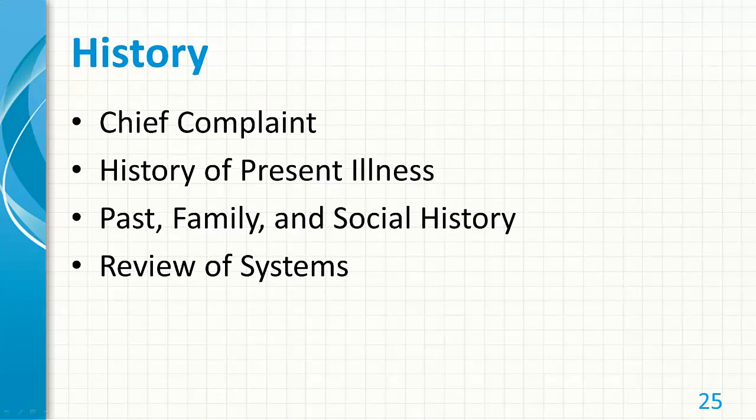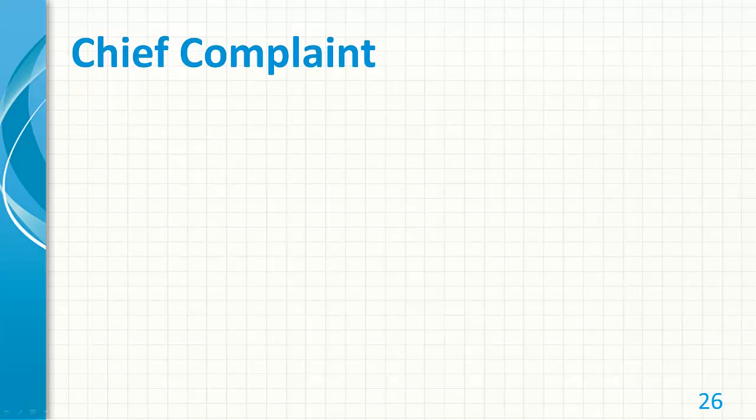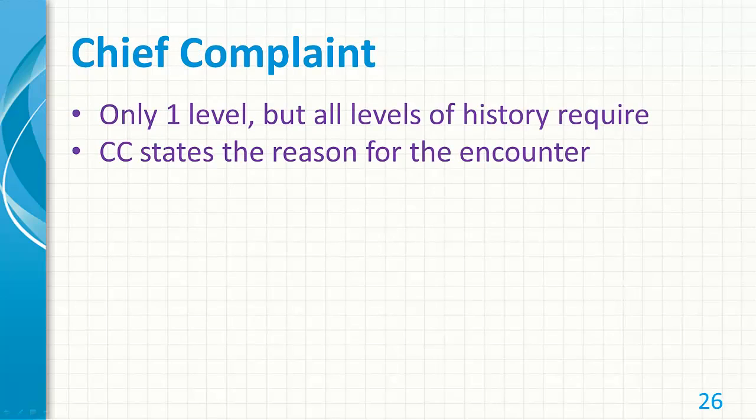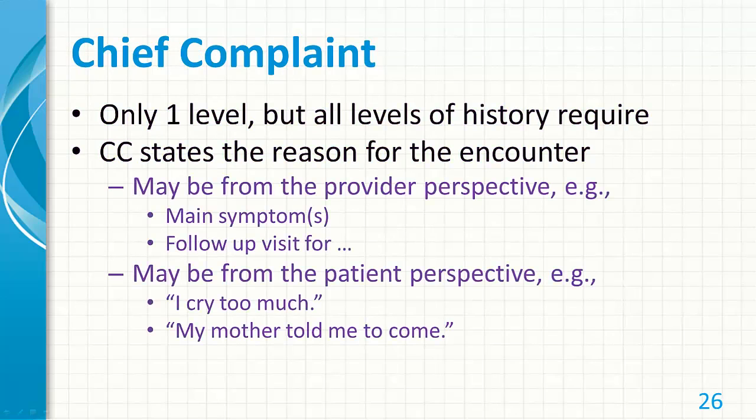History has 4 elements: chief complaint, history of present illness, past, family, and social history, and review of systems. Chief complaint is required for all levels of history. Chief complaint states the reason for the encounter, either from the provider perspective or the patient perspective. You may give symptoms, such as listing the main symptoms, or something like, "I cry too much," or give process, such as, "This is a follow-up visit for," or "My mother told me to come."